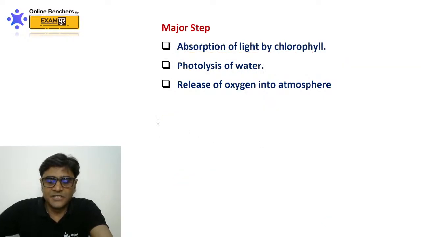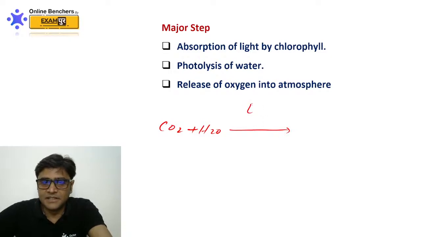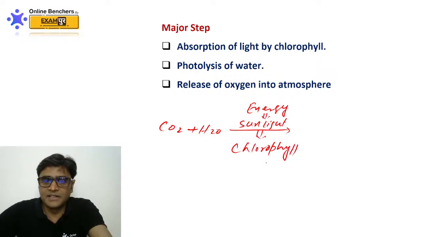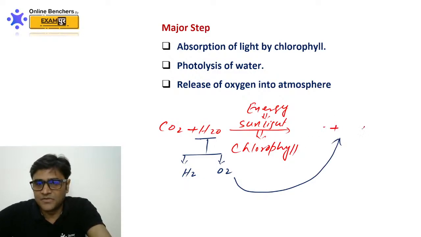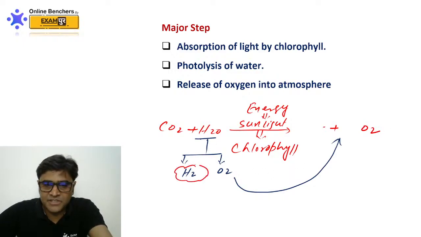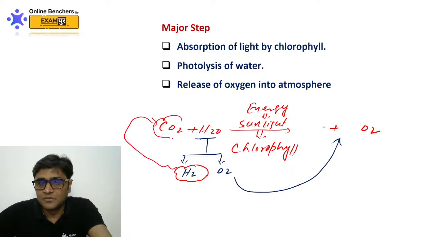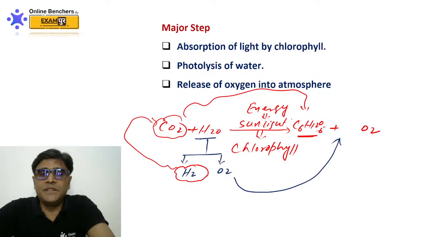So if you talk about the whole reaction, what happens in photosynthesis? CO2 plus water plus energy. Energy is from sunlight, and this light energy is absorbed by the chlorophyll present in the chloroplast of the plant cell. Due to this light energy, water splits to form hydrogen and oxygen. This oxygen is released into the atmosphere, and hydrogen produced during the light reaction combines with CO2 to form what? C6H12O6, glucose.